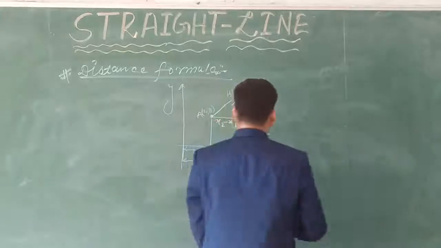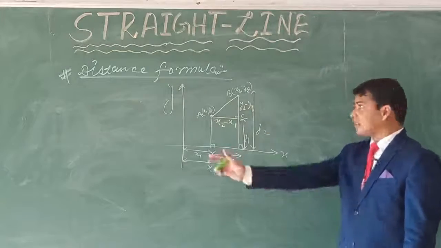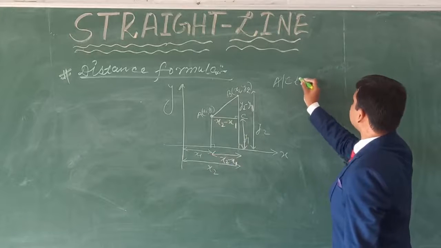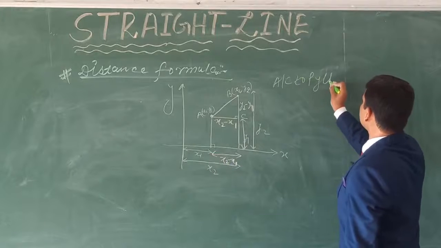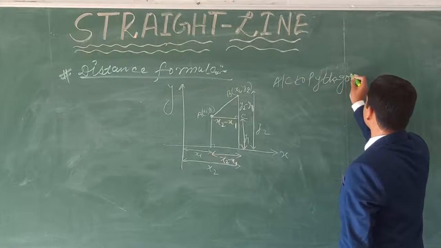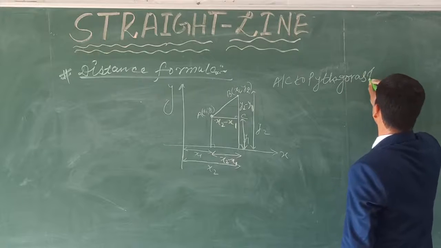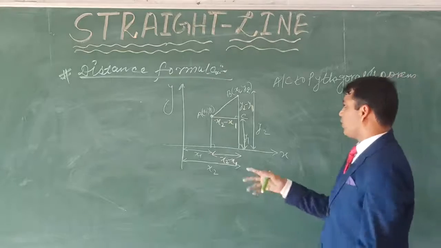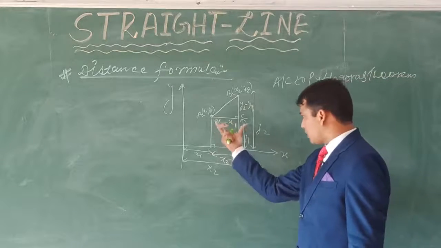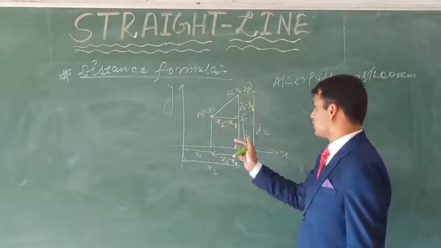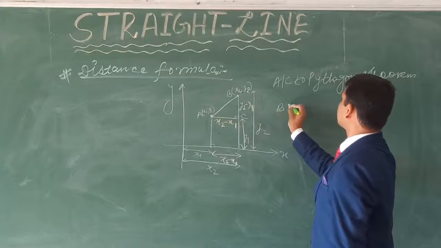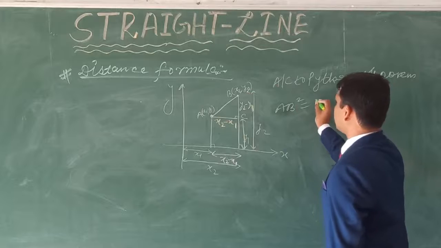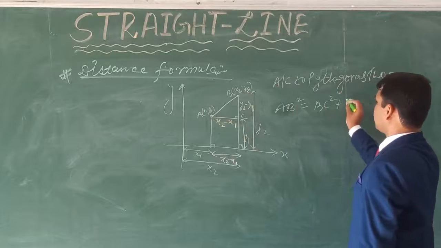And one more thing, we have already studied the Pythagoras Theorem in 10th class. According to the Pythagoras Theorem, we know that the square of the perpendicular plus the square of the base equals the square of the hypotenuse. So see this here, I am writing AB square equals BC square plus AC square.